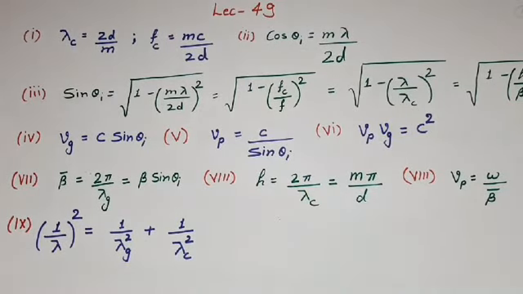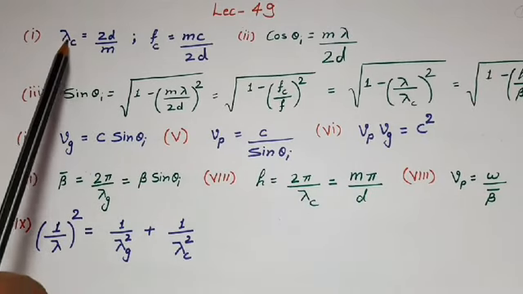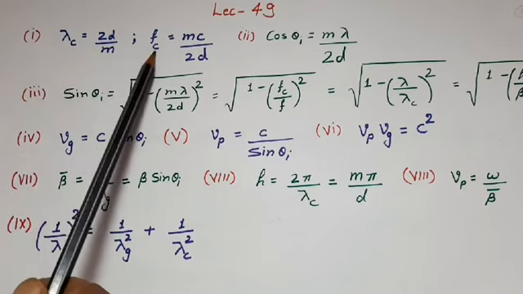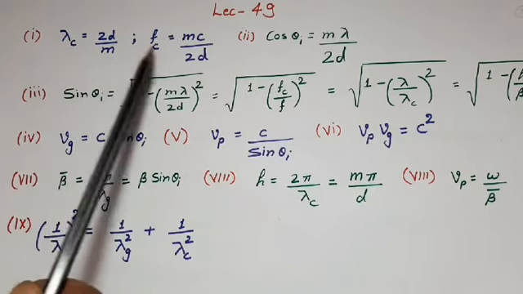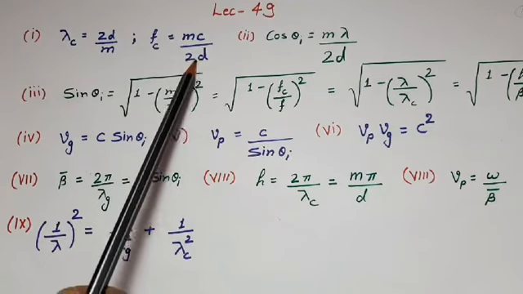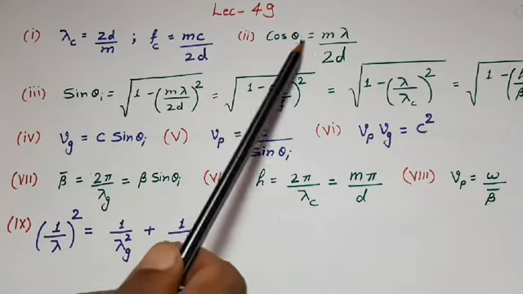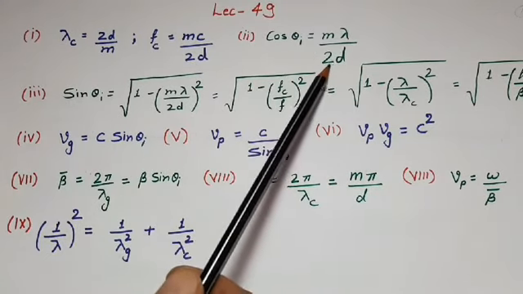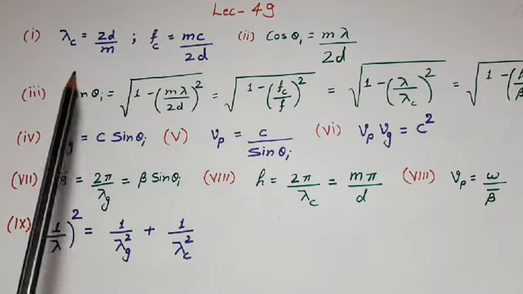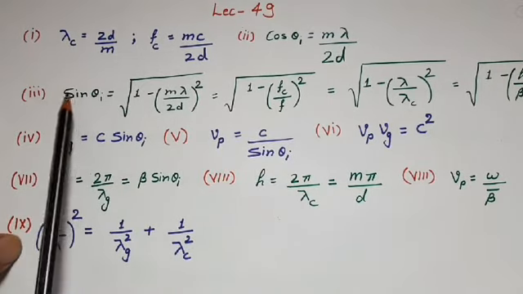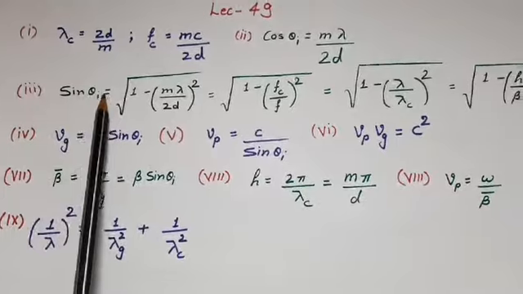Till now we have studied some important terms which are used in waveguide propagation. Those terms are, for example, cutoff wavelength and cutoff frequency. Cutoff wavelength is 2d upon m and cutoff frequency is mc upon 2d. Then cosine of theta I, which is given by m lambda upon 2d. Then from cos of theta I we can calculate sine of theta I, which can be written in the form of any of these expressions.